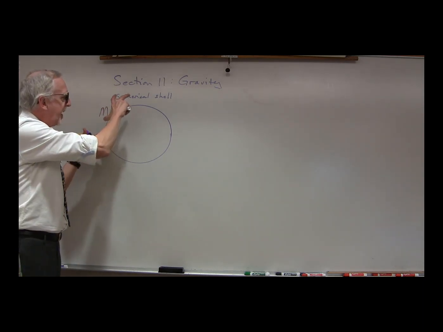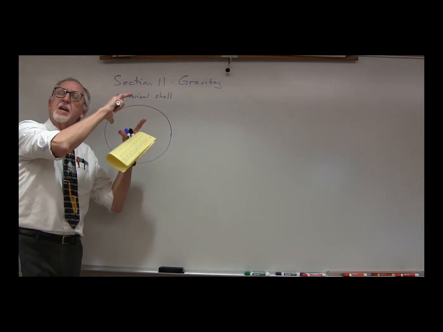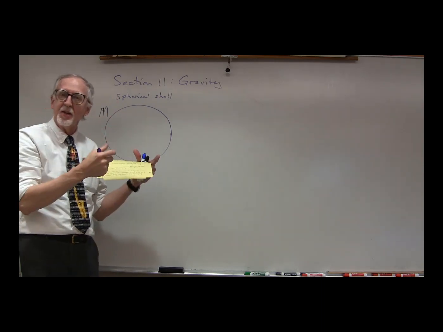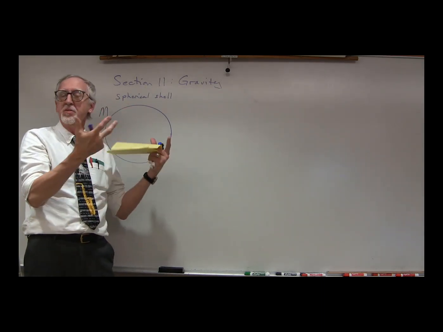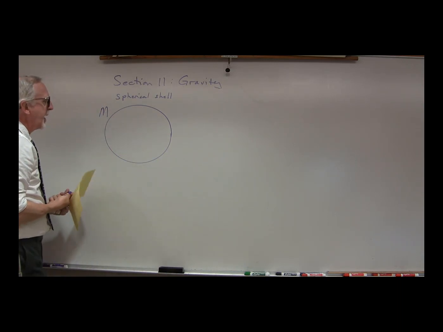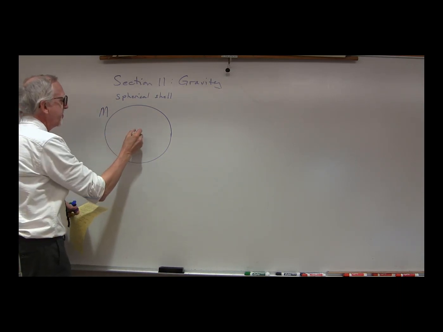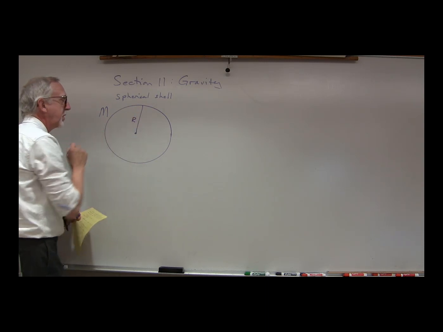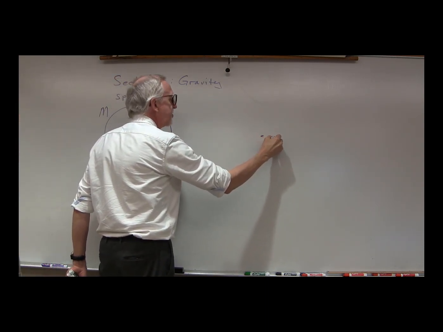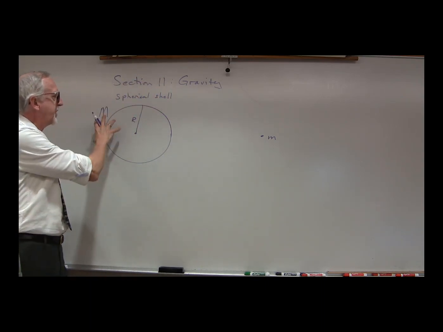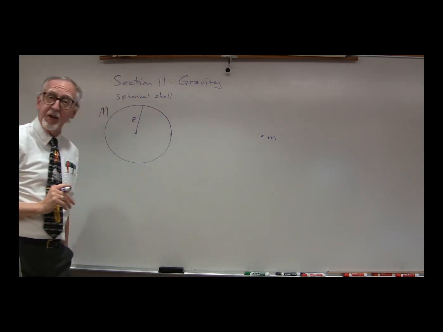Let's imagine that we have a spherical shell. In other words, like a hollow sphere. Imagine a balloon, but a very, very massive balloon where the skin of the balloon is very massive. And we have a radius of this as some radius r.